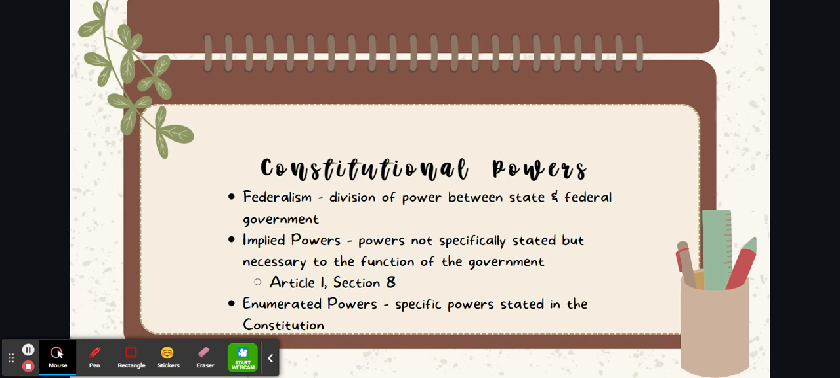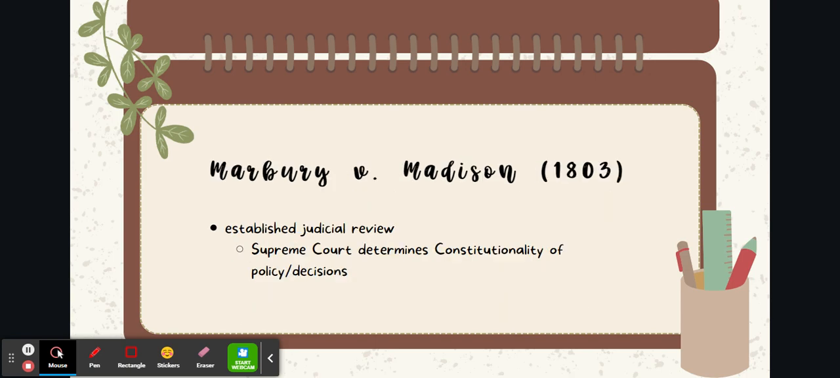Enumerated powers are specific powers stated in the Constitution. Over time, these have been far less controversial because they are specifically stated, they were approved by the Founding Fathers, and they have not been adjusted or amended over time. So now we're going to look at two Supreme Court cases that specifically have adjusted the amount of federal government power that they have. The first being Marbury versus Madison.